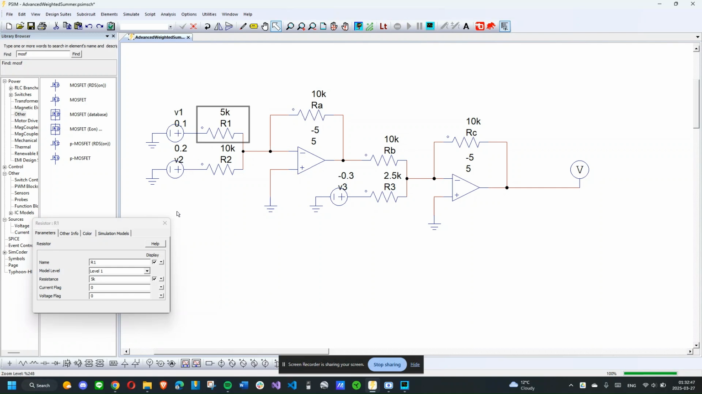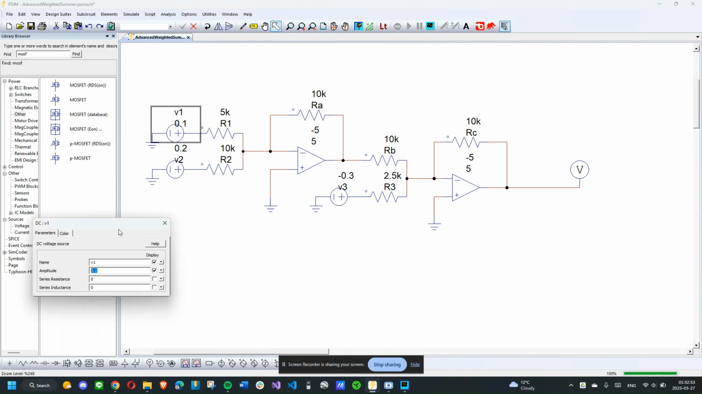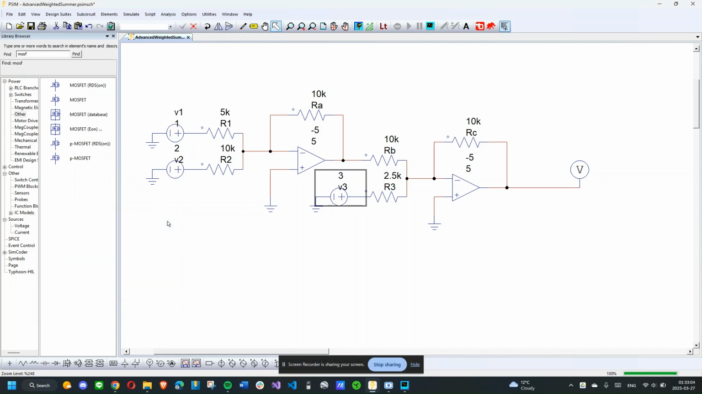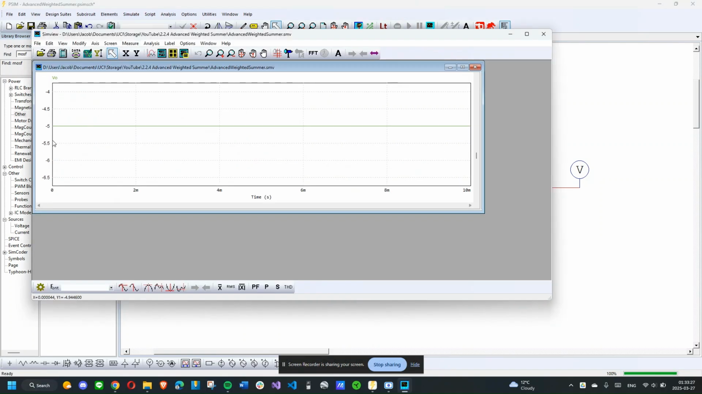Okay, now what happens if we multiply all the inputs by 10? So now this is 1 volt, and now this becomes 2 volts, and then this becomes, well, let's just do 3 volts. It would go from negative 0.8 volts to negative 8 volts. So the new output should be negative 8 volts, right? The thing is, that will not be the case. If we measure the output, it would be negative 5 volts.